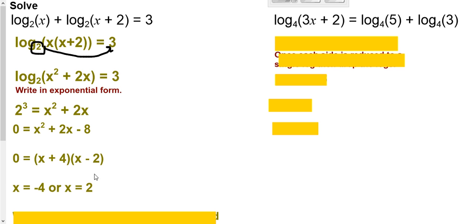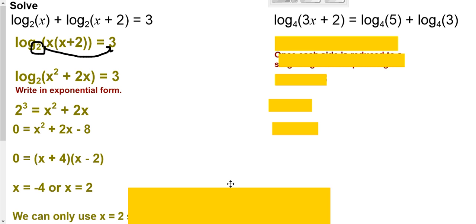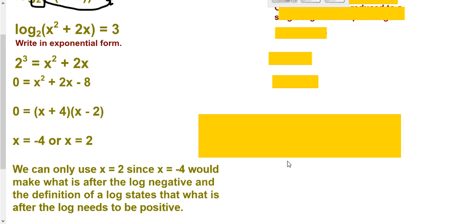If we take our 2 and plug it in, well, it's positive here. 2 plus 2 over here is positive. So 2 works. So we only have one answer, and that is 2, because the -4 causes you to get a negative after your log.